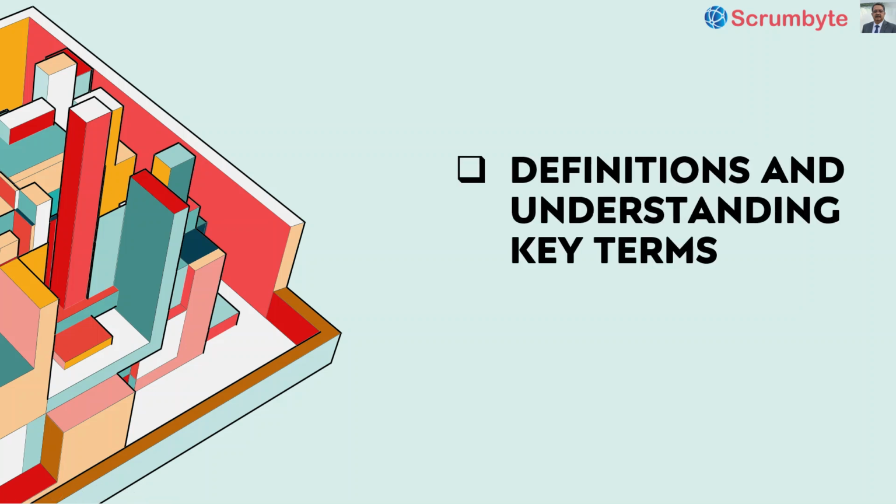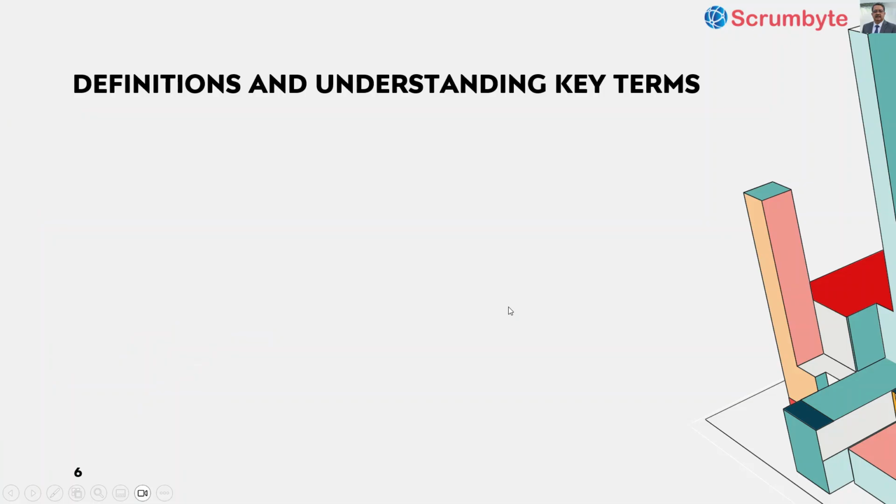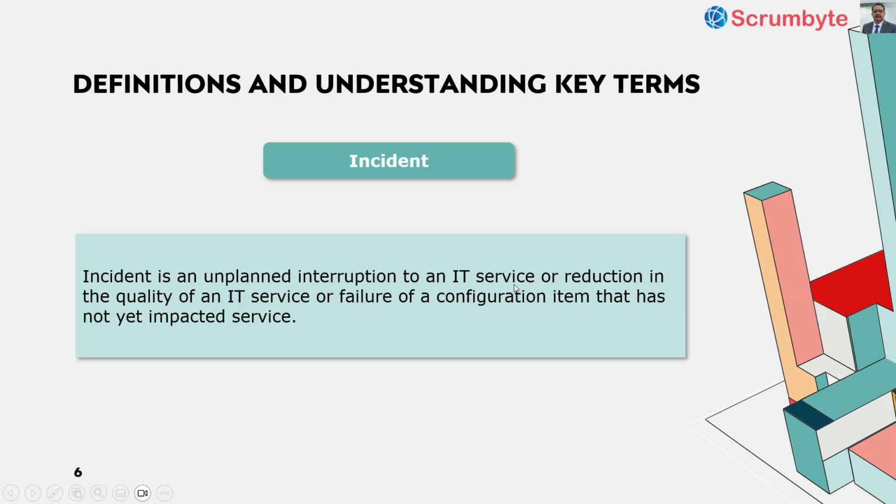Now let's move on to the next one, which is trying to understand the definitions and the key terms which are very central to understanding incident management. So obviously the first one is incident. What exactly is an incident? Any kind of unplanned activity which interrupts a service, or causes a reduction in the quality of the IT service, is considered to be an incident.